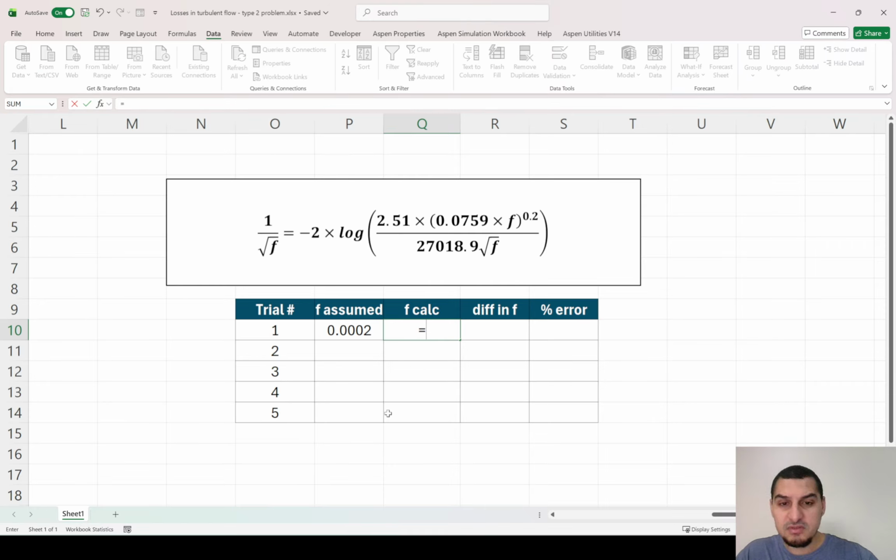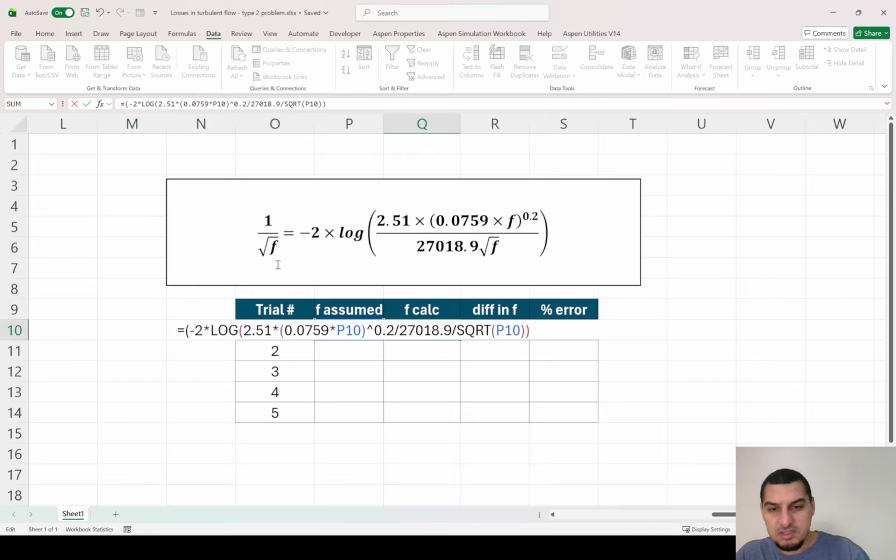So I'm writing the equation, which is not for goal-seek, so I'm going to calculate this f from these two f's. I'll take these two as the assumed values, and this is the calculated value. So I'm just calculating the left hand side of the equation. So it's -2 times log of 2.51 times 0.0759 times f all power 0.2, and this is divided by 27018.9 divided by square root of f, and of course this is not f, this is 1 over square root f, so this needs to be raised to power -2.